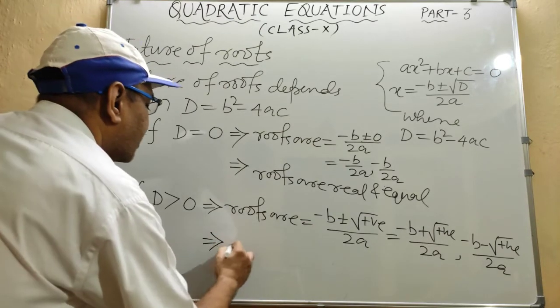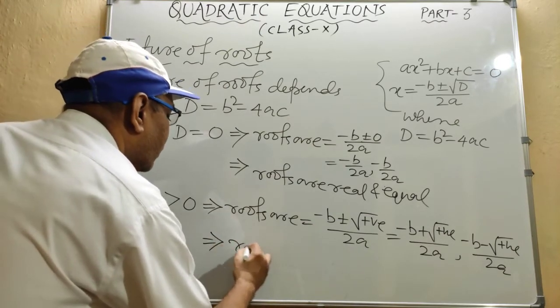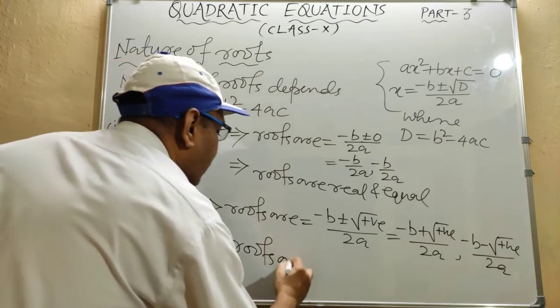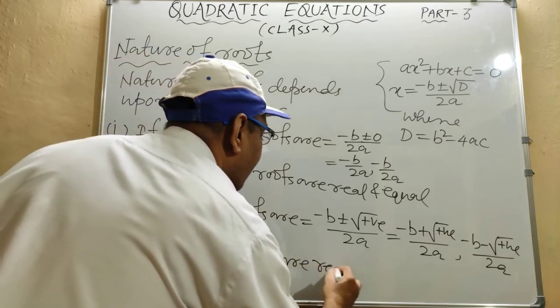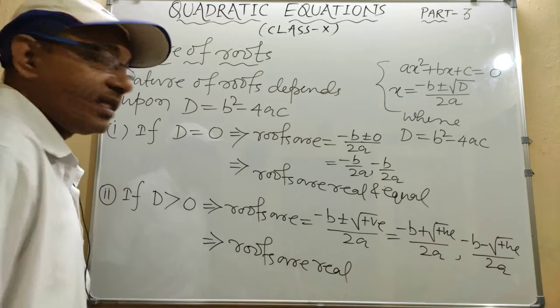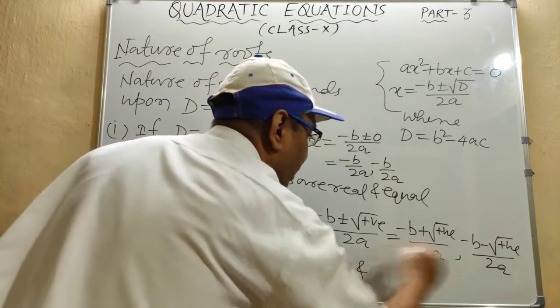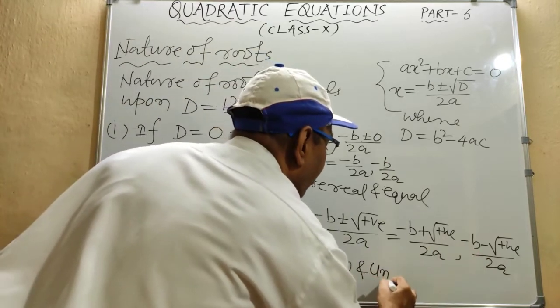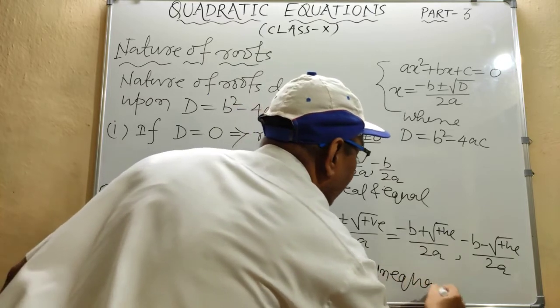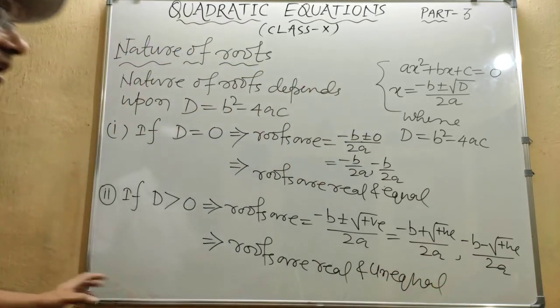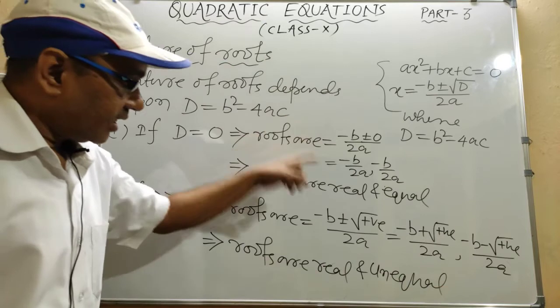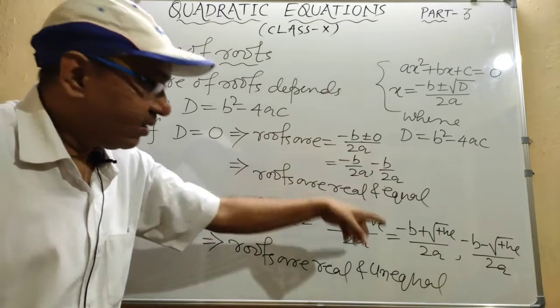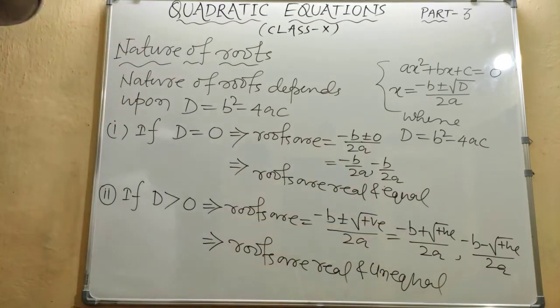इन दिस केस रूट्स आर रियल, रियल में कोई प्रॉब्लम नहीं, रियल एंड नॉट इक्वल मीन्स अनइक्वल। रूट्स आर रियल एंड अनइक्वल। In the previous case roots are real and both are equal, but here unequal.